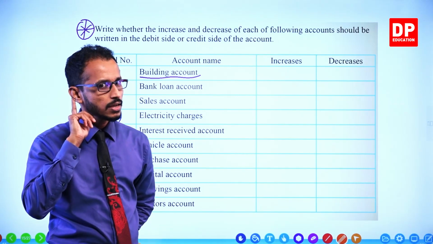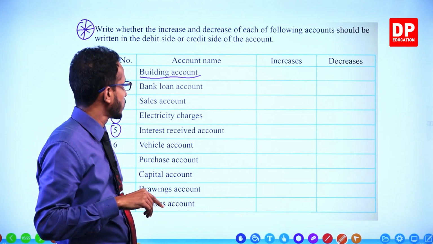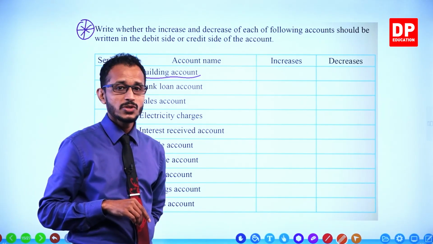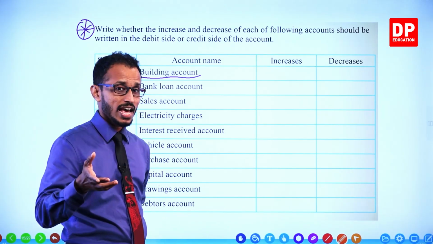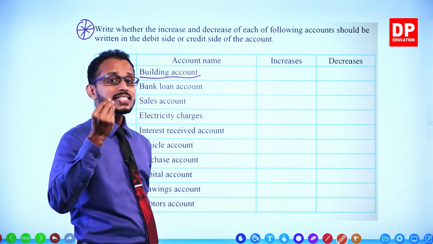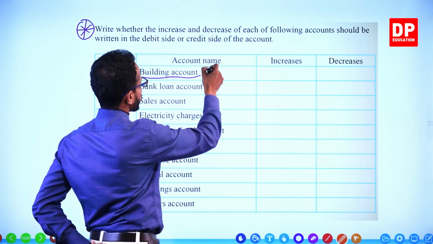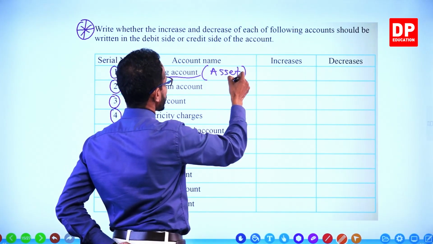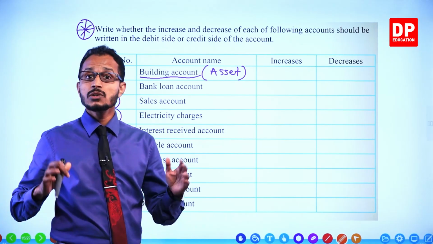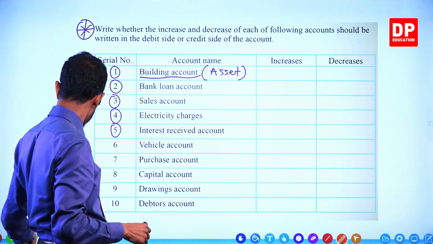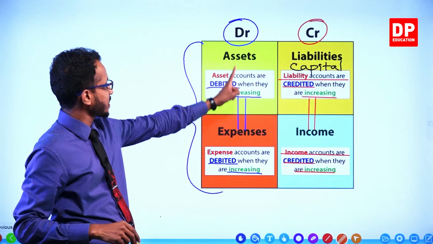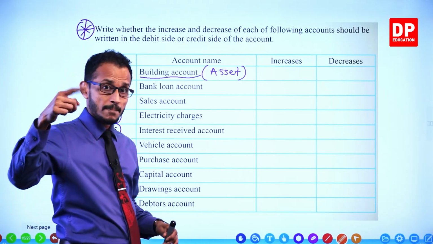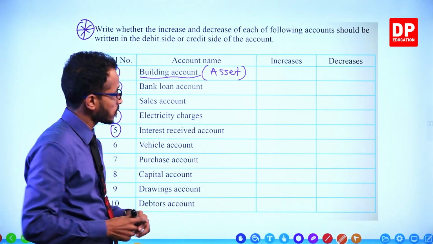What is that? Income? I don't think so. No, children, no. It's not an income account. It's not a liability account. It is an asset account. So first I will write it here. It is an asset account. And when assets increase, you know which side. It's right here. When assets increase, debited. Remember the rule. That is the rule.